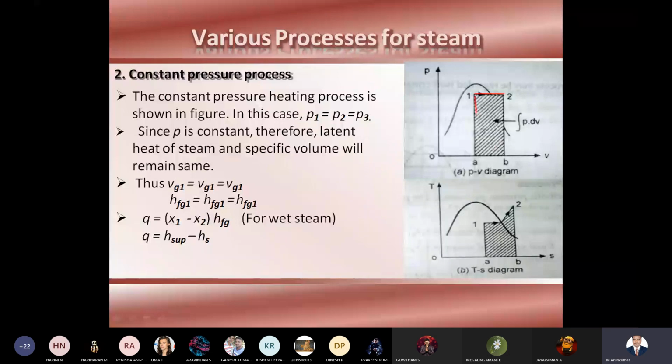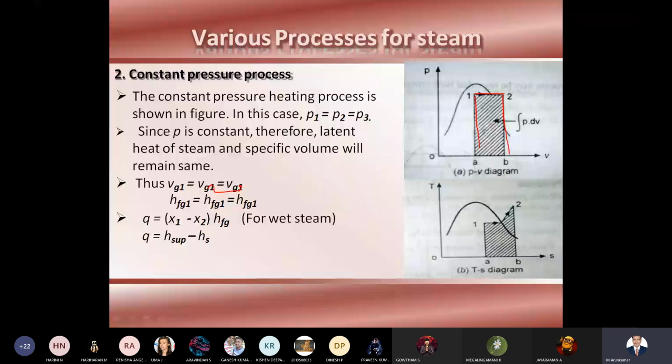So there will be some area, so definitely there will be some work. Then that work can be calculated by integration of PdV. So here P is constant, so the latent heat of steam and specific volume will remain the same. That is, Vg1 equal to Vg2 equal to Vg, right?